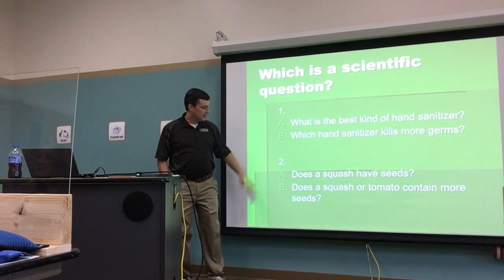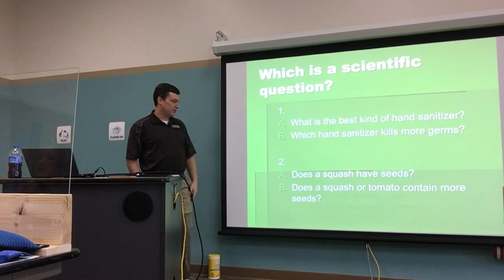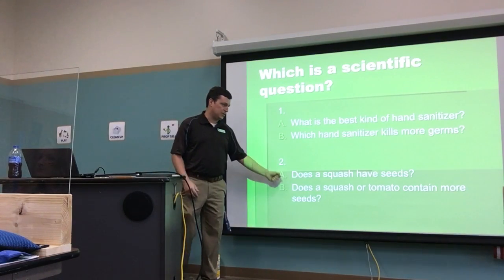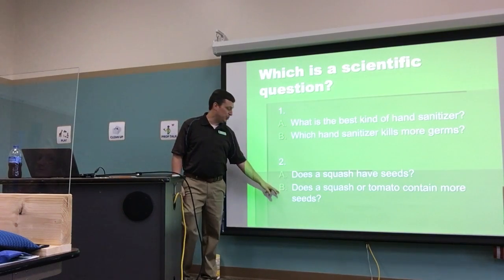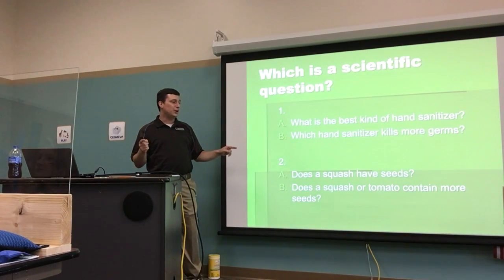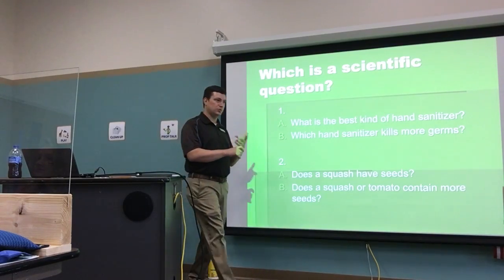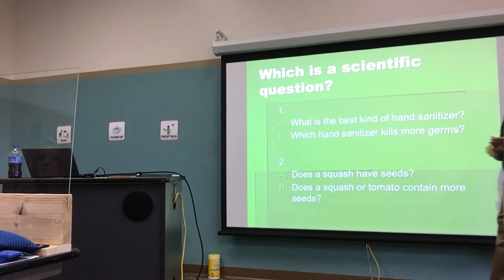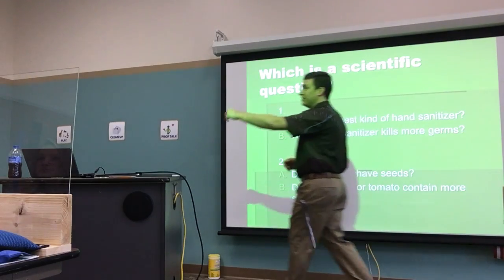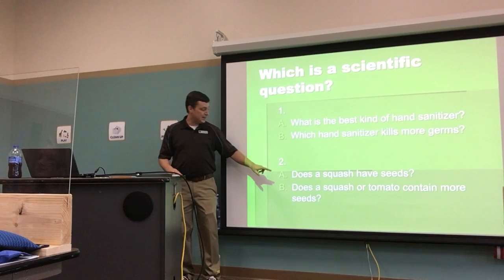All right. Number 2. Let's see if you can keep this up. Number 2, your two options are, 2A, does a squash have seeds? Okay. 2B, does a squash or a tomato contain more seeds? Which one's more clear? Which one's more specific? Which one's more measurable? Right here. B? You're right.